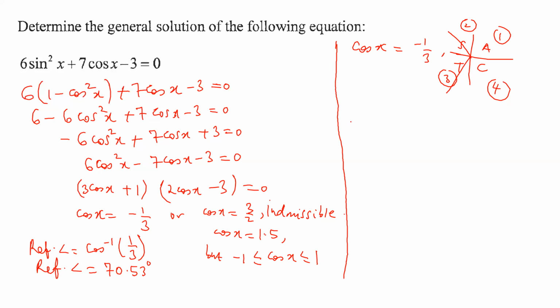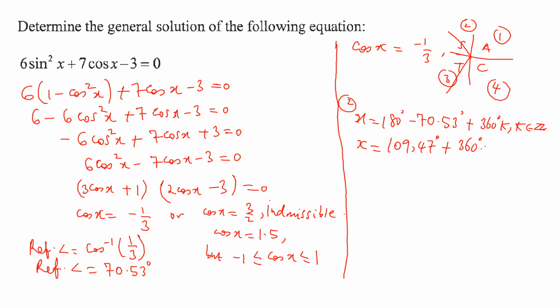Right, so now how do you obtain this? We shall obtain the answer in the second quadrant, which means x is 180 degrees minus 70.53 degrees plus the period of the cosine function, so it is 360 degrees k, where k is an element of the set of integers. Upon simplification, this is exactly 109.47 degrees plus 360 degrees times k, where k is an element of the set of integers.